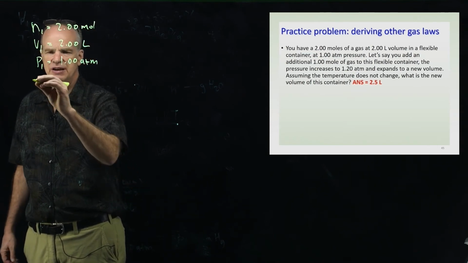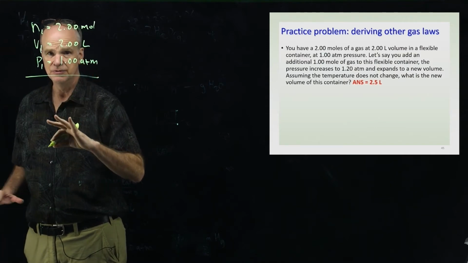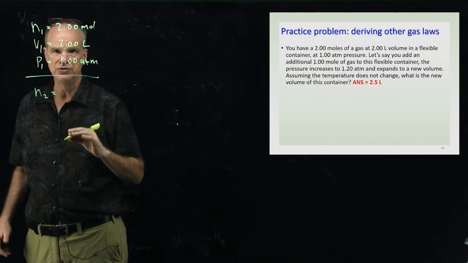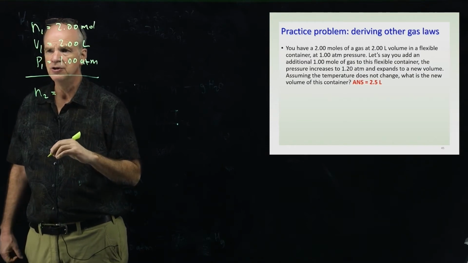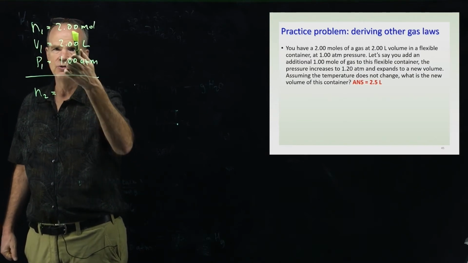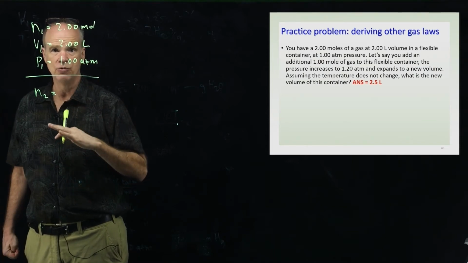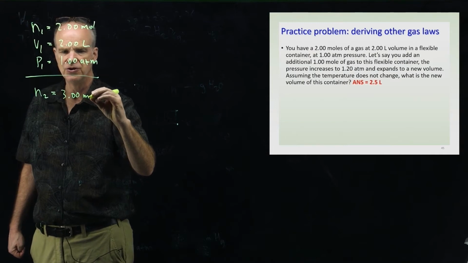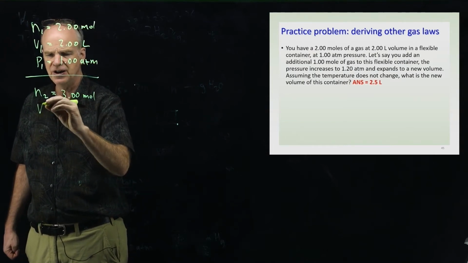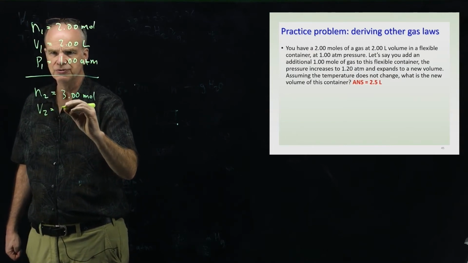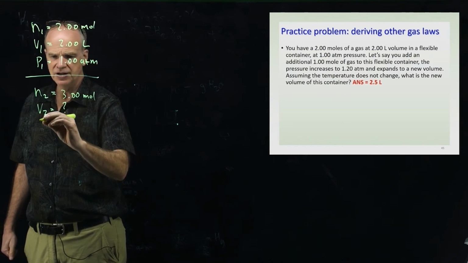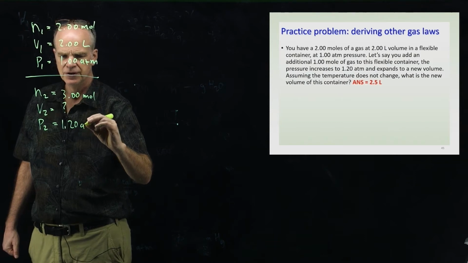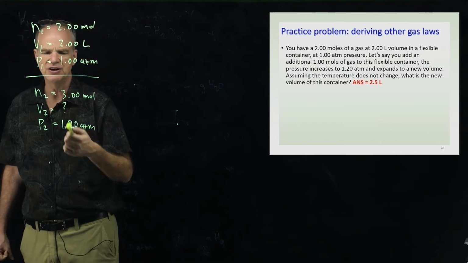Okay, so we now know some new conditions. The new number of moles at the new conditions, N2, it looks like we're going to take the original number of moles and add just another 1 mole to it. So the new number of moles is 3.00 moles. We're trying to find the new volume V2, right? We are given the new pressure, which is 1.2 atmospheres. So we're basically trying to find V2.